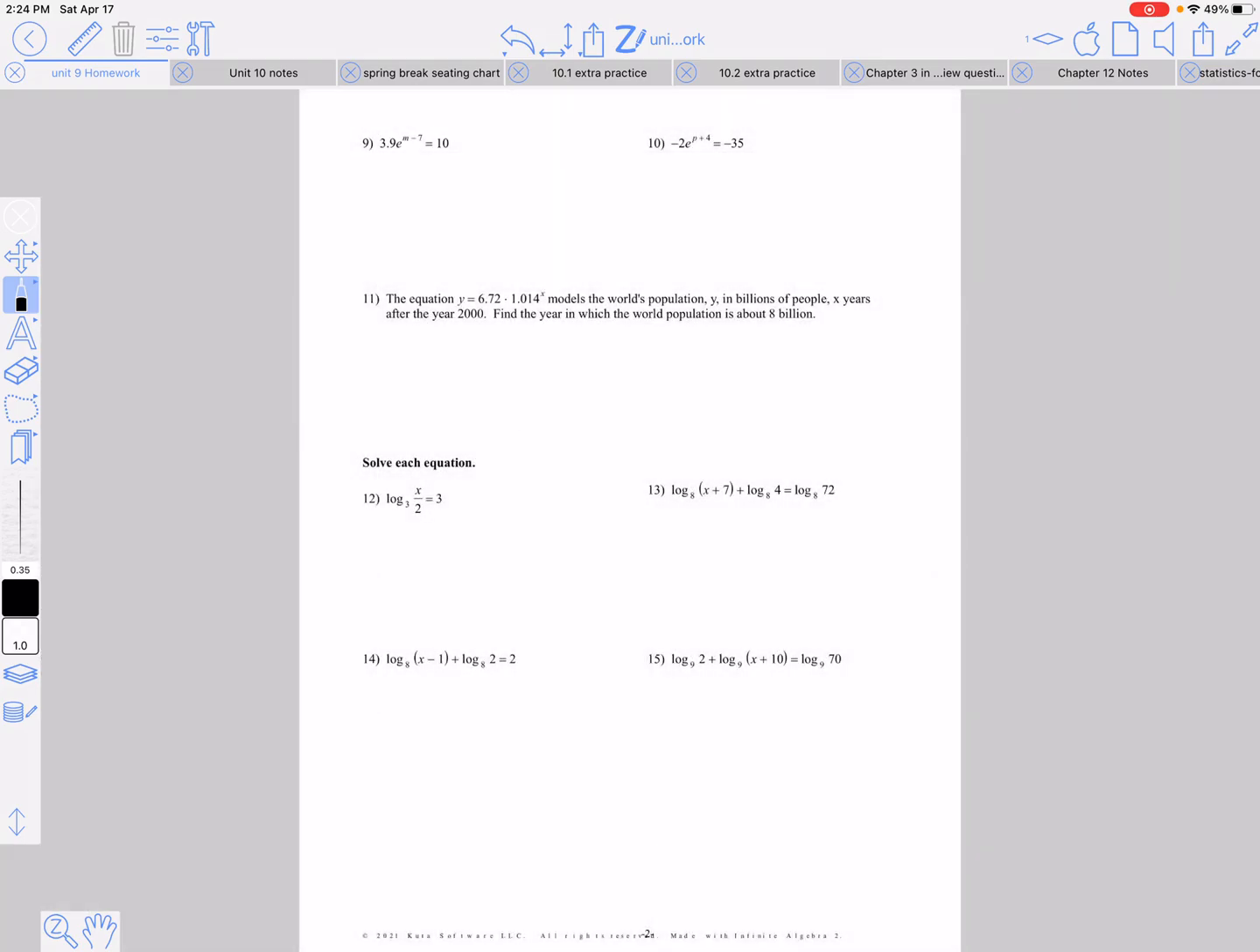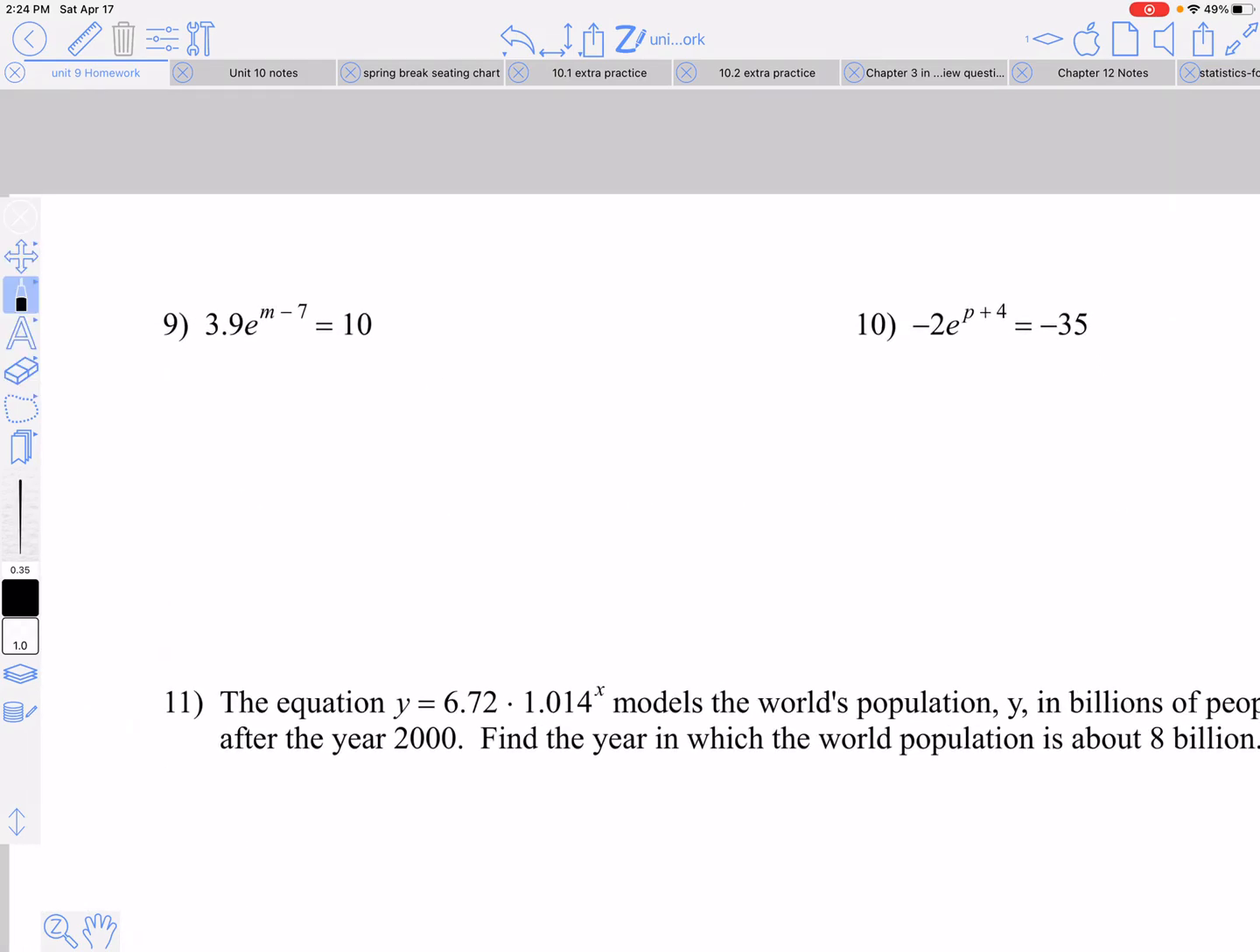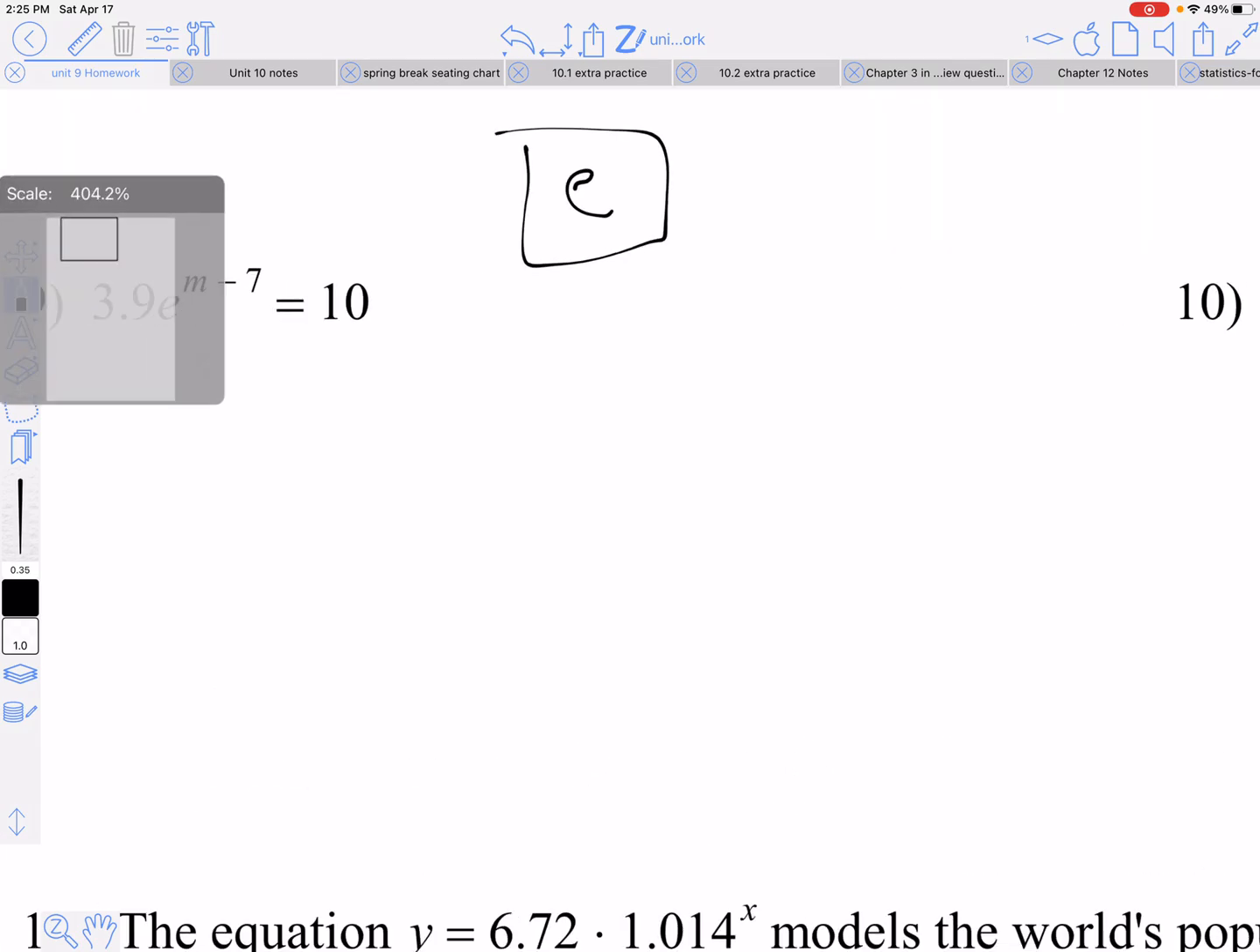Alright, and then you asked about 9 and 10. We asked about this e. So remember, e is kind of like pi, but a way different purpose than pi. But it's like pi where it's an irrational number, and so we don't want to round it and lose value, so the full number is stored in the calculator. But it has to do with growth, exponential growth.